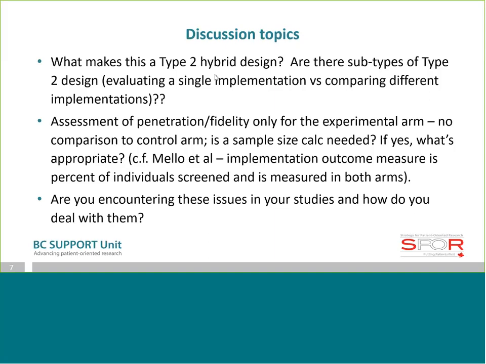I think obviously, it's difficult to give definitive advice at this point, but I would think that if you are simultaneously evaluating outcomes and the implementation strategy, then that would most likely be a type 2 design.